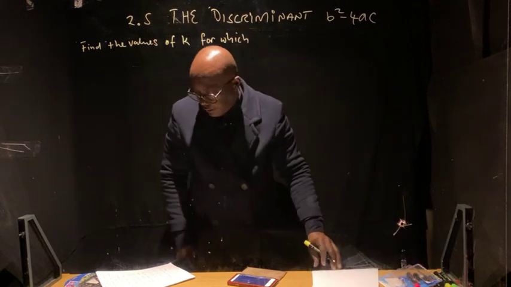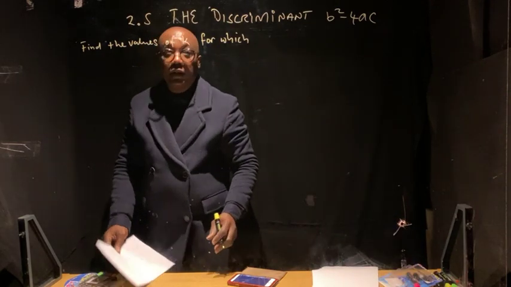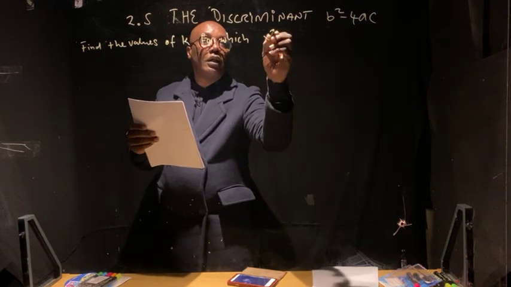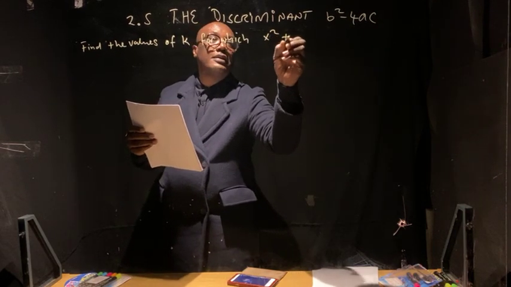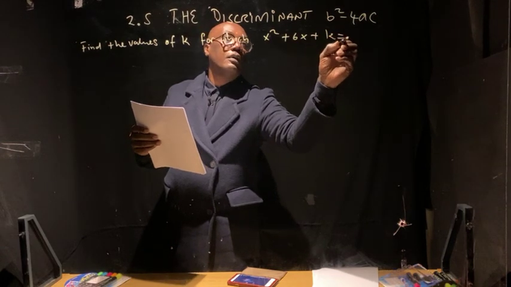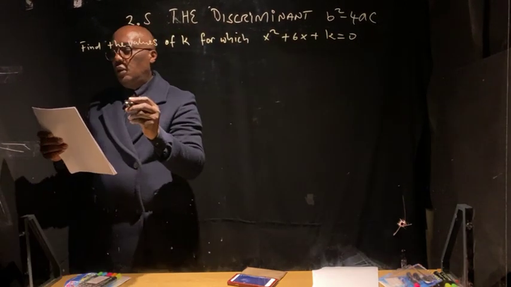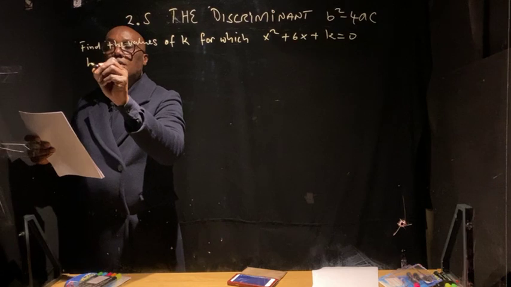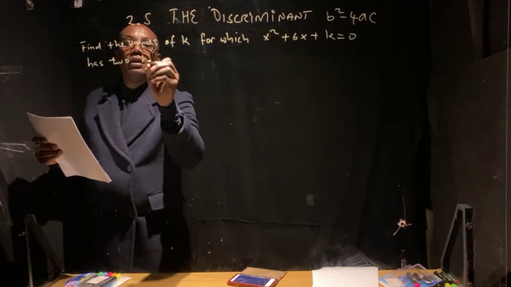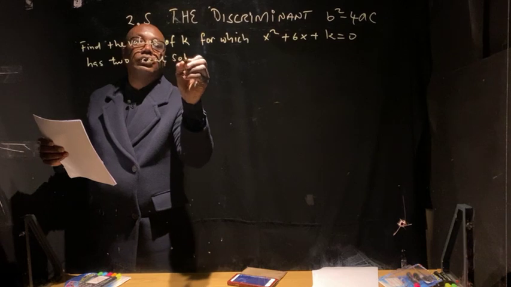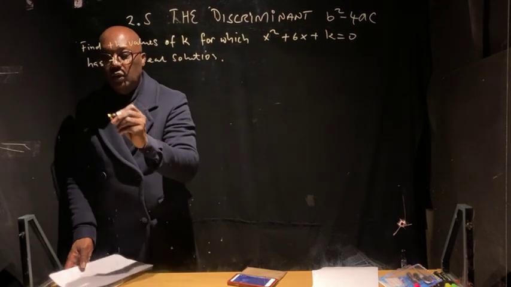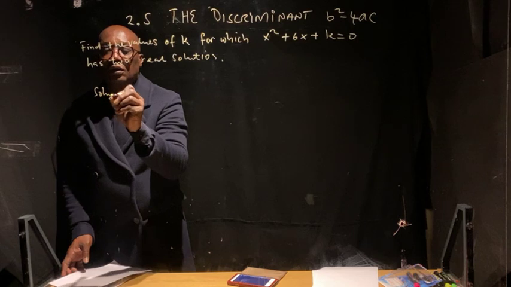Anyway, let's see. For which x squared plus 6x plus k equal to 0 has two real solutions. Good. Solution.